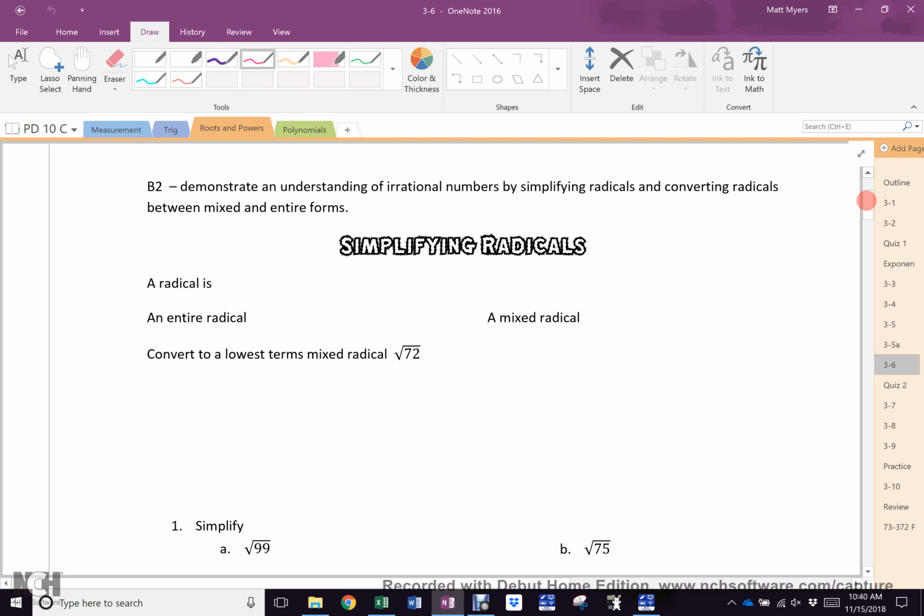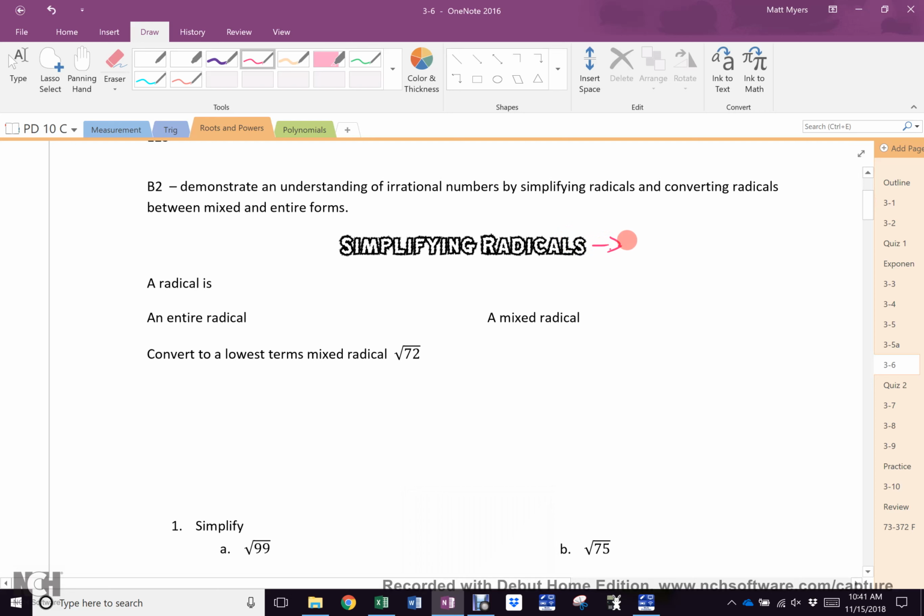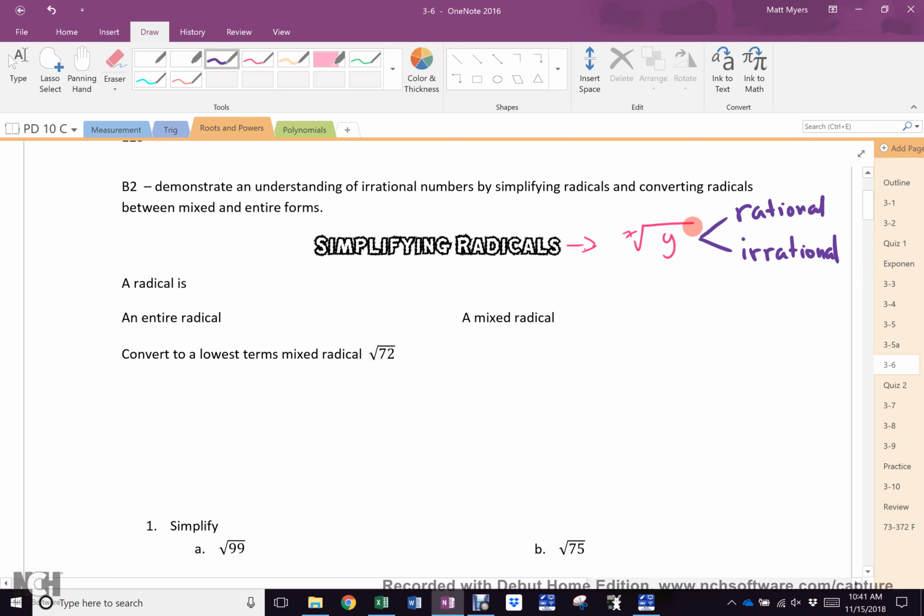So, simplifying radicals. We know that radicals are these things. X, root, something. Every time you see this symbol, you are dealing with a radical. You know that those radicals come in two different flavors. They are either rational or they are irrational. In a rational radical, the radical sign will disappear. In an irrational radical, we cannot get rid of that. Your calculator gets rid of it by giving you a guess. The square root of 2, 1.414, blah. It is not the square root of 2. It is an estimate of the square root of 2.